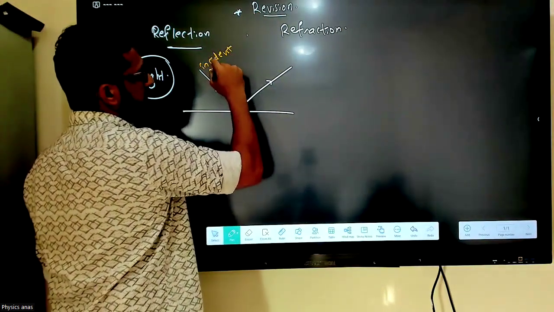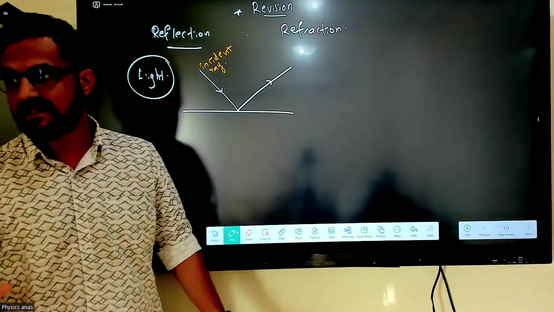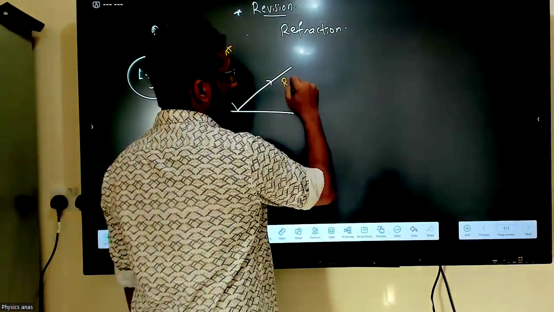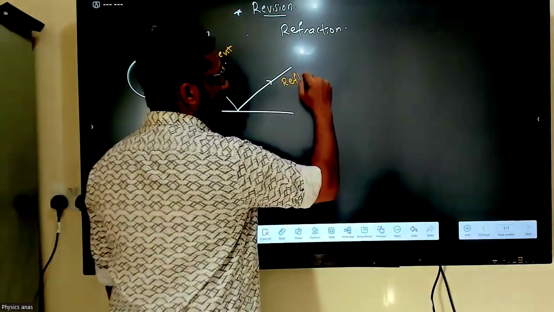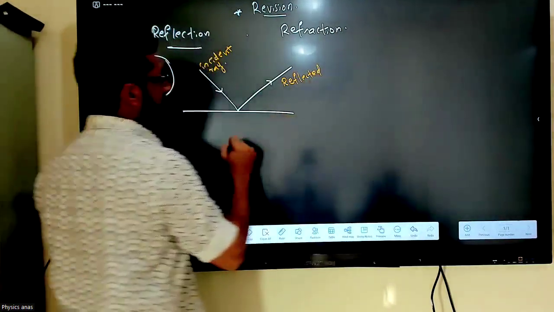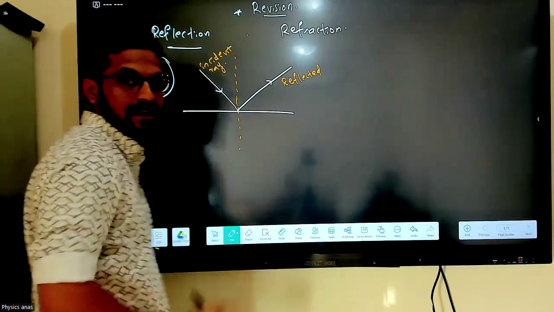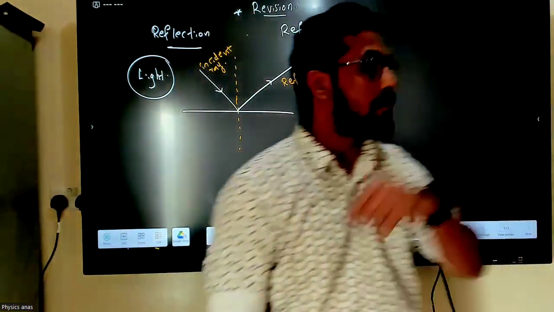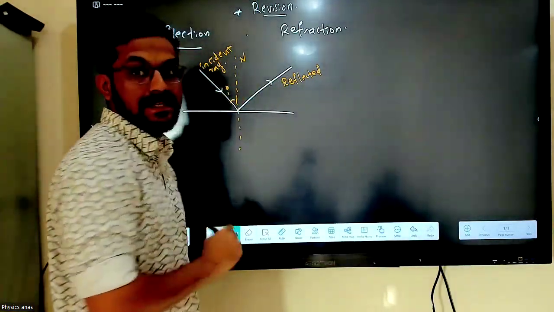Now this is the figure for reflection, and you can see this is the incident ray. What is incident ray? The ray that is coming towards the surface. And what is this? That's the reflected ray. And you can draw a line perpendicular to the surface. What is the line perpendicular to the surface called? Normal.